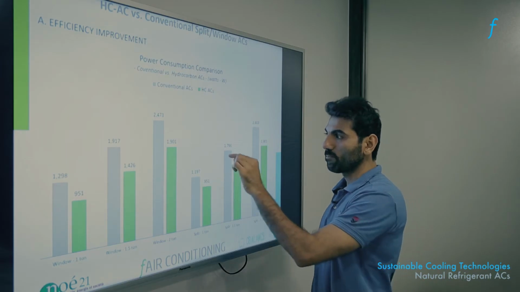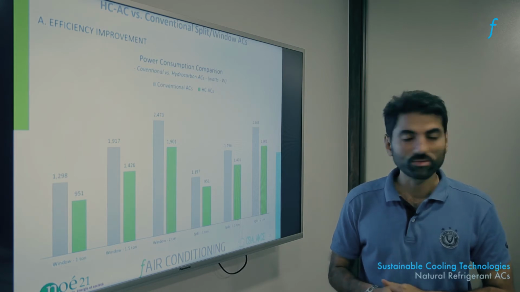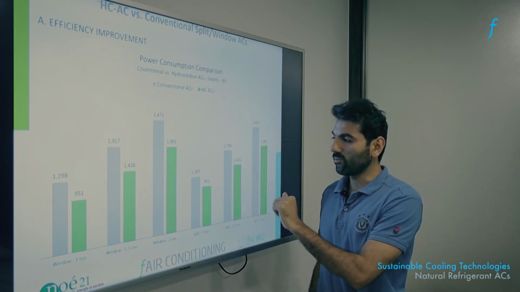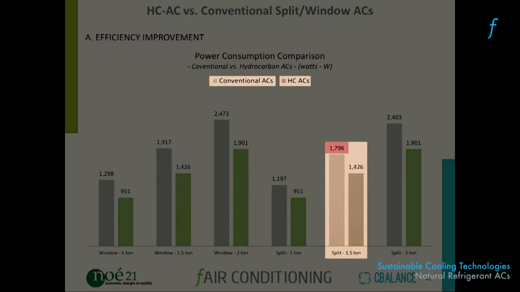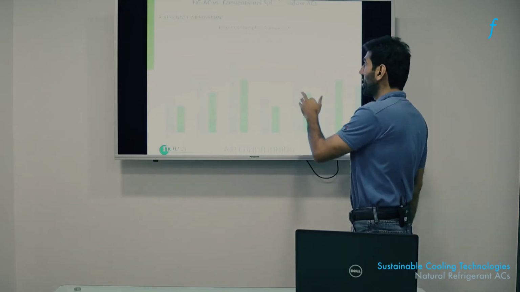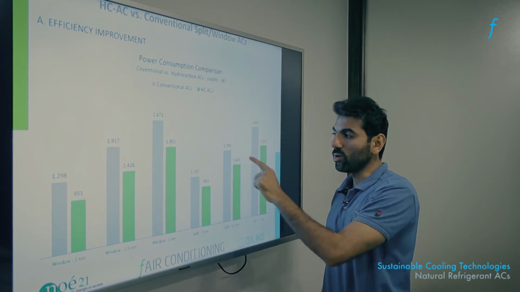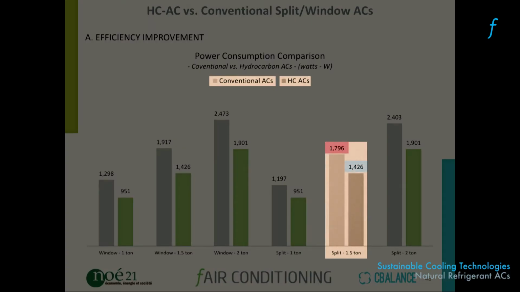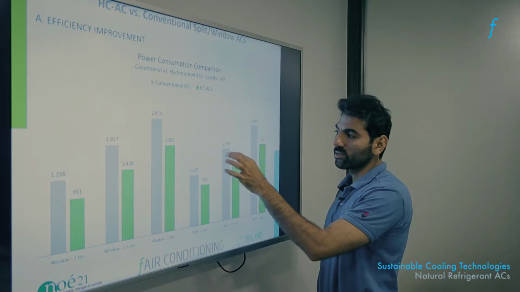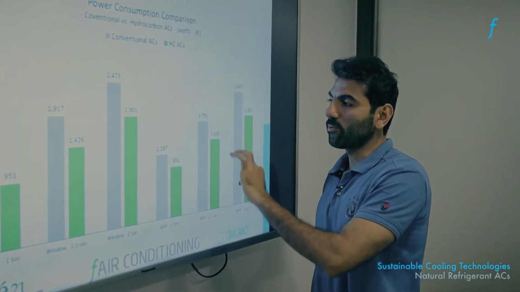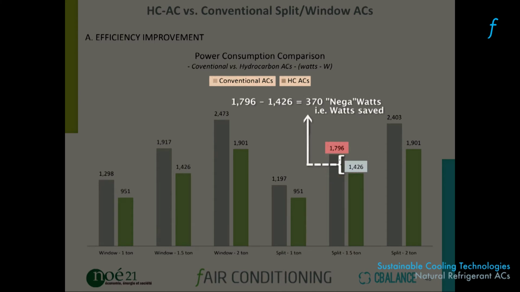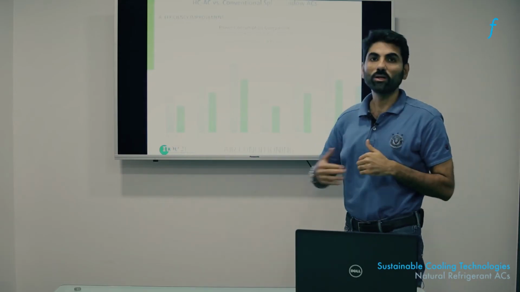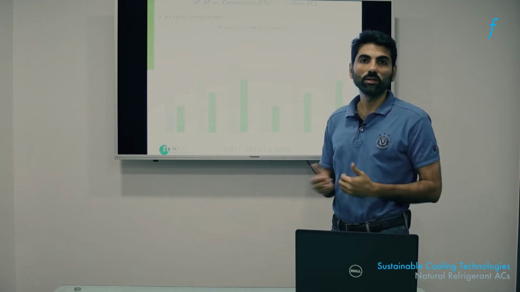split AC. This is the power the AC consumes when it's running, and as you can see, a typical 1.5 ton split AC of 3-star attribute would consume about 1.8 kilowatts of power. The same cooling performance by a hydrocarbon AC would require only 1.4 odd kilowatts. What this does is that every AC that is replaced by a hydrocarbon AC generates approximately 350 megawatts, this is the reduced amount of energy that has to be generated at the power plant, and this amount of energy can in a way be released into the grid so that it's available to less privileged communities.